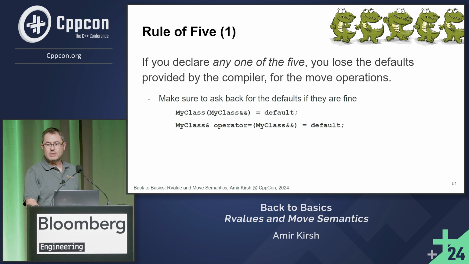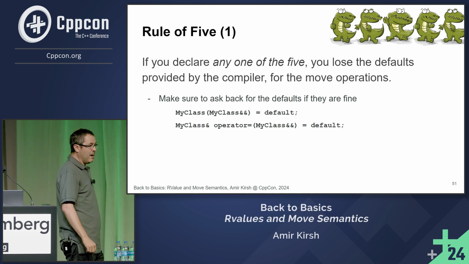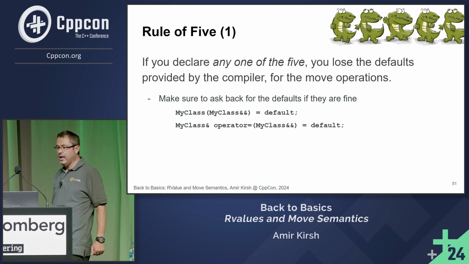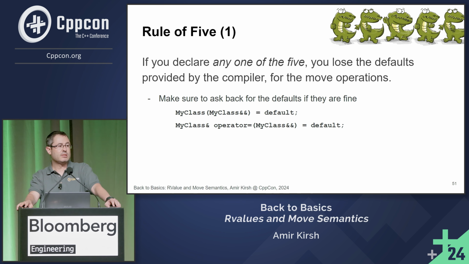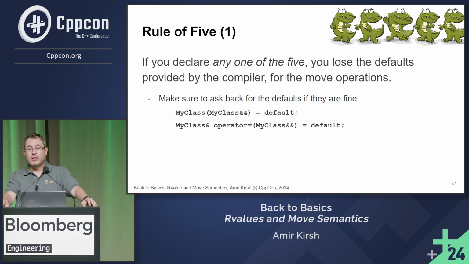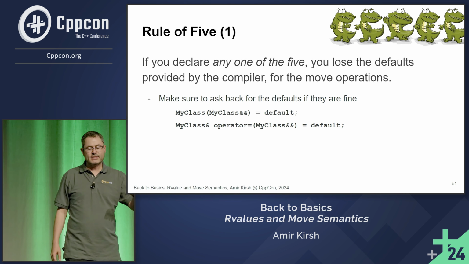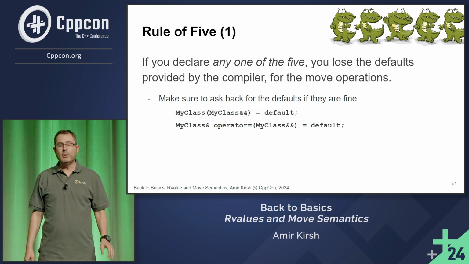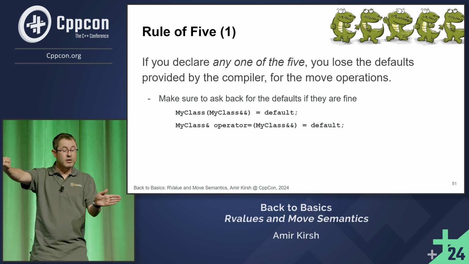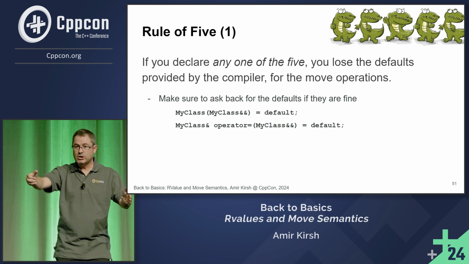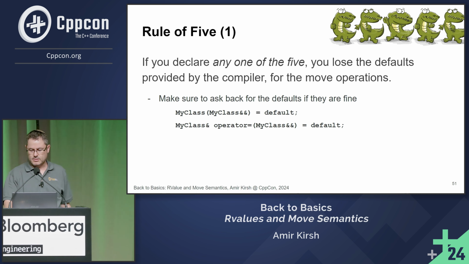Rule of 5 is talking about what happens if we declare any one of the 5. If you declare any one of the 5, you lose the default move operations. But if I like the default move operations, let's assume that I implemented the destructor only for some printing to the log, or maybe I declared the destructor because I needed a virtual destructor, but I do want the default move operations, then just declare them with equals default, for all the 4. Also for the copy and assignment.